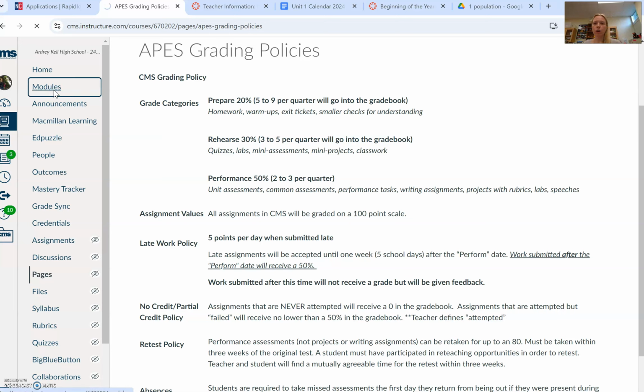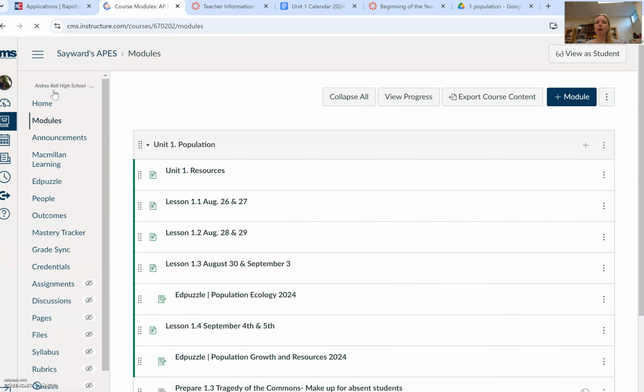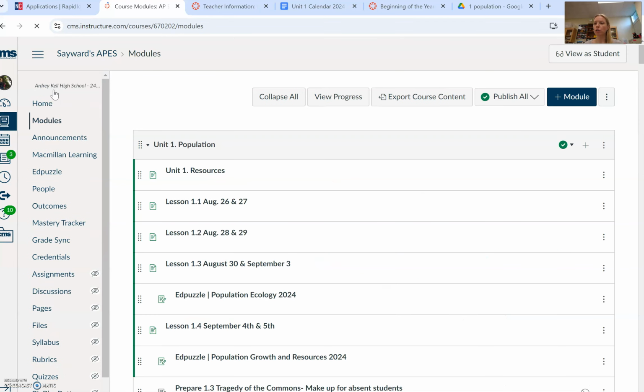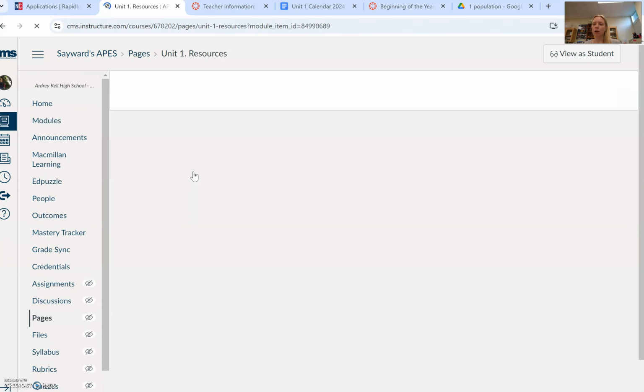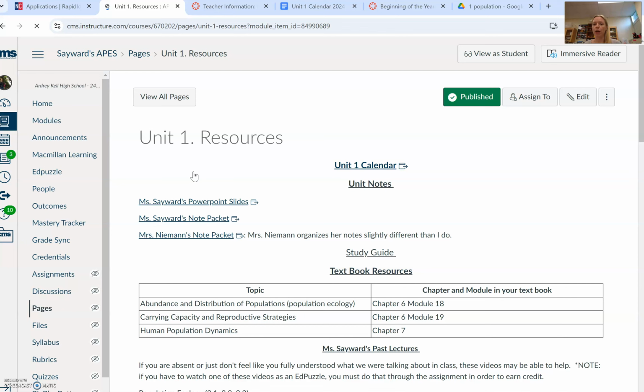With our course, our standards are dictated by College Board, and we follow College Board's CED when it comes to our standards. Every one of our units, we have a unit resource tab on the modules, and this is going to have some helpful resources for your child.